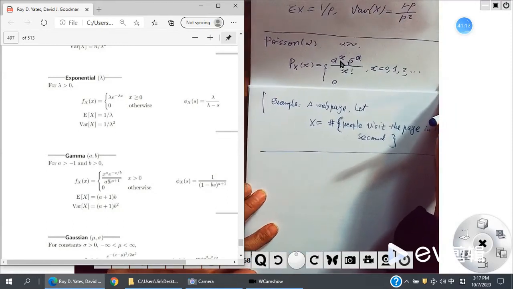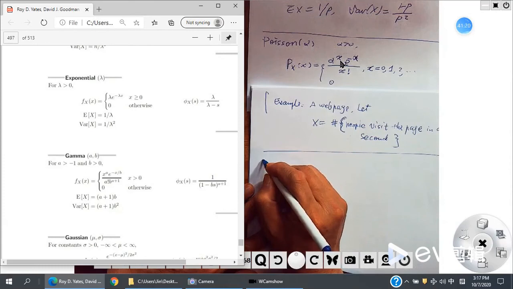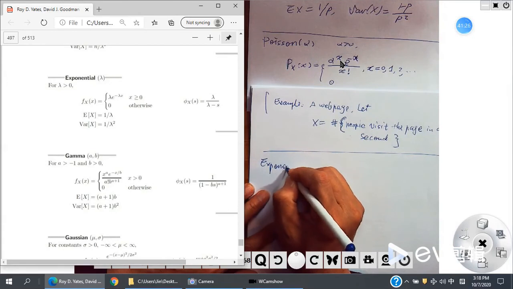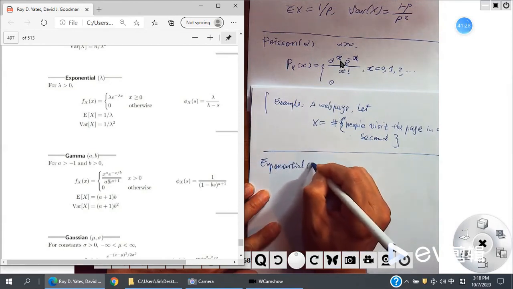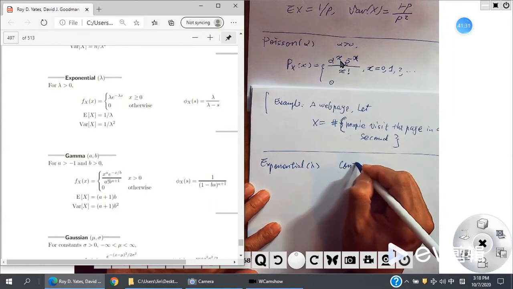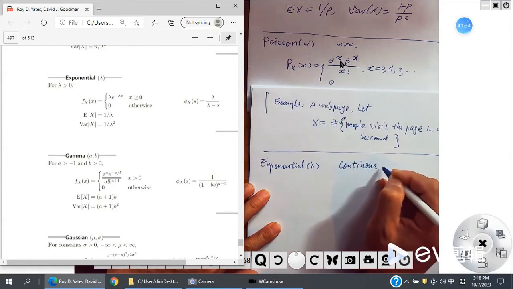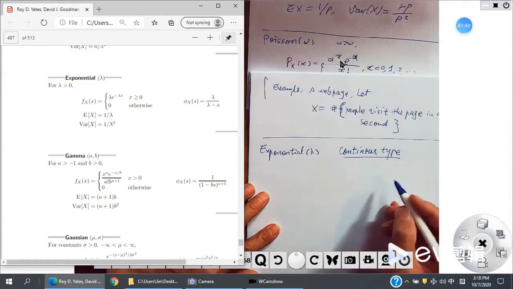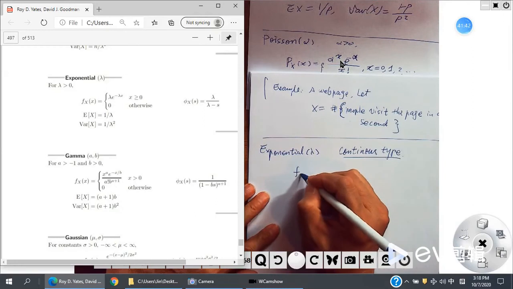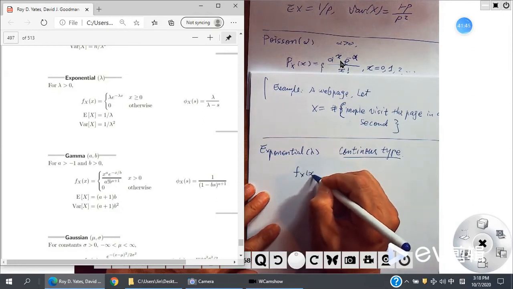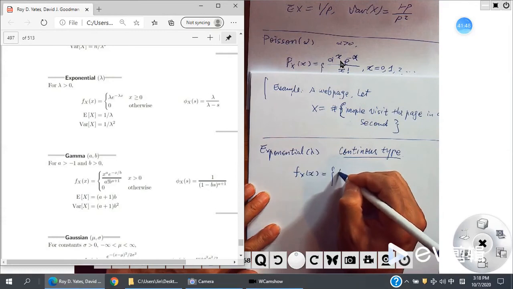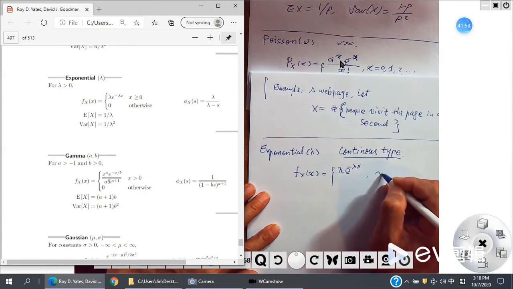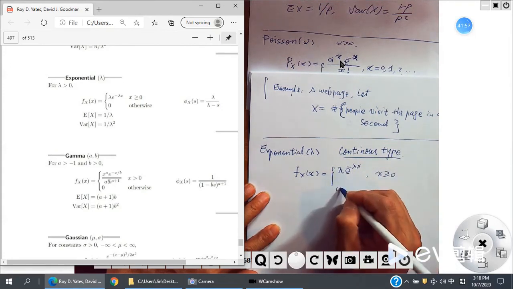This is Poisson, right? And now we have this one, exponential. Exponential lambda. This is a continuous type. Then we have the CDF. This is a density function, not a mass function. Its value is lambda times e to the negative lambda x for x positive and 0 otherwise.